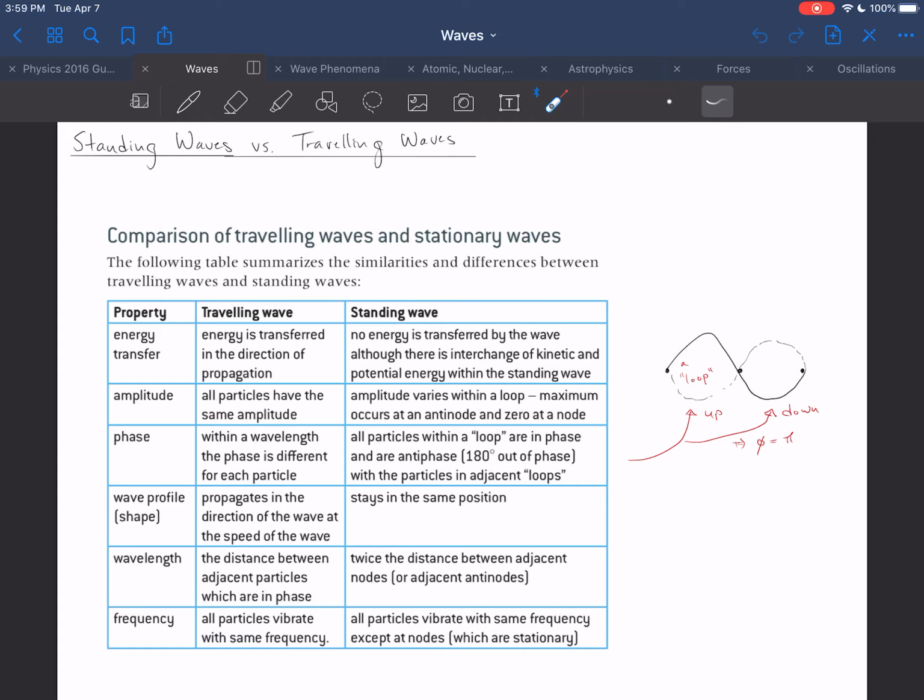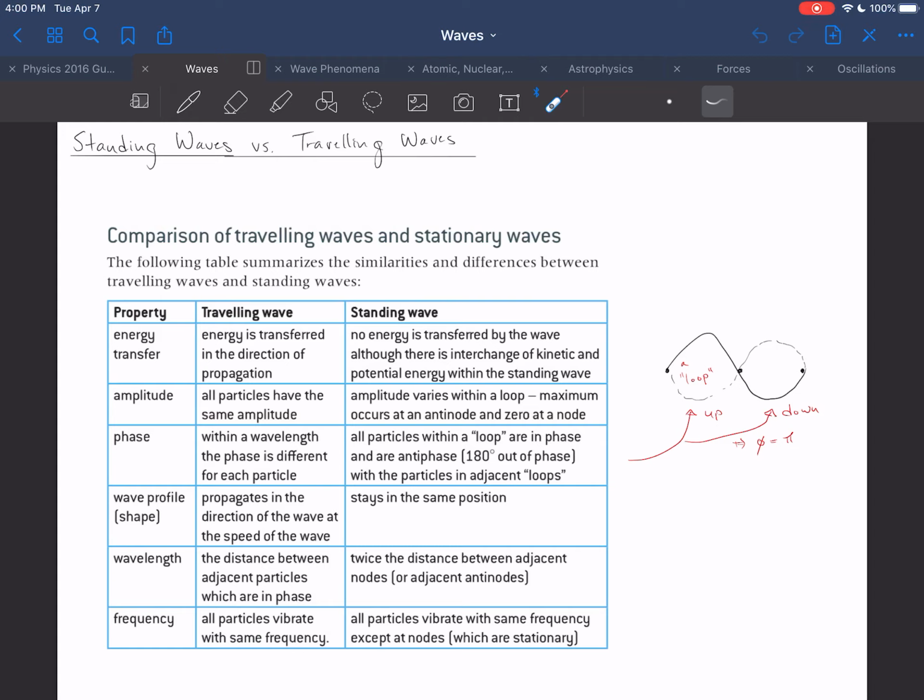One thing to note is that within a wave, for a traveling wave, the phase within a wavelength is different for each particle. So if I have a particular wavelength, the phase for this particle right here is different than this particle right here, and this particle right here, and so on and so forth. Whereas within a loop, all of these particles are all oscillating up at the same time. All of these particles are oscillating down at the same time. As a result, adjacent loops are exactly 180 degrees or pi out of phase.